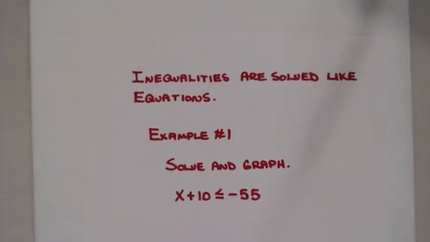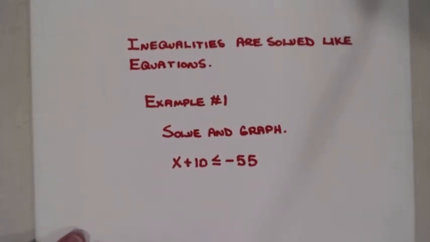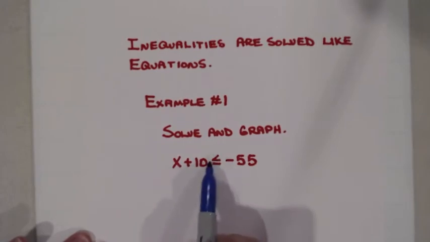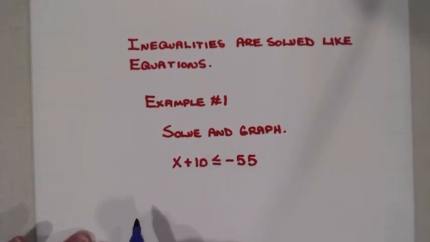Next topic we need to talk about is actually solving inequalities. The other things that we need to remember about inequalities: variable needs to be on the left side. They're usually graphed. And now the third thing, inequalities are solved just like equations. So here's an example. X plus 10 is less than or equal to negative 55.